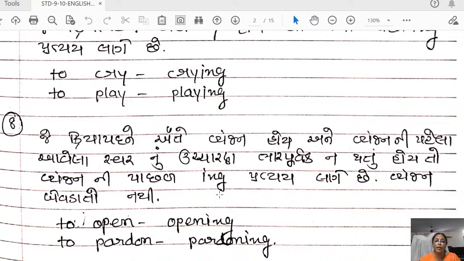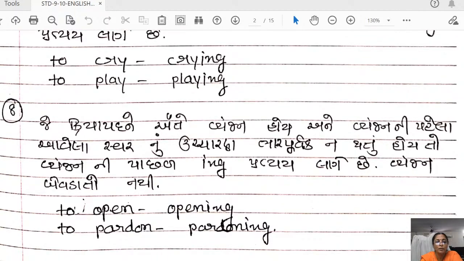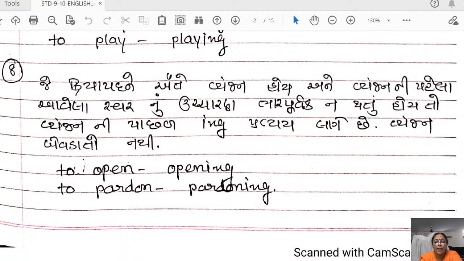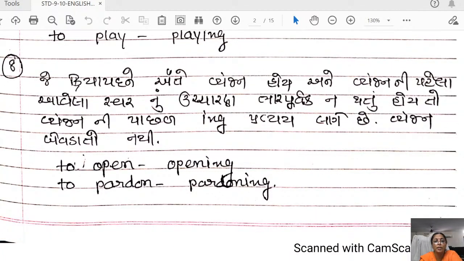Right? So open becomes opening, OPENING. Second example, to pardon, in which we have the word and last as consonant.